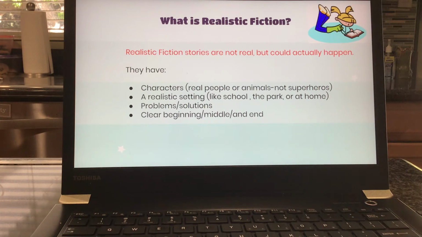So realistic fiction stories have characters, but the characters are real people or animals. They're not superheroes or dragons or unicorns or wizards or anything like that, but real people and real animals. They also have a realistic setting. So a setting for your story could be at school or at the park or at your house. And it wouldn't necessarily be in outer space with aliens. They also have real problems, like everyday problems and solutions. And of course, all stories have a clear beginning, middle, and end.